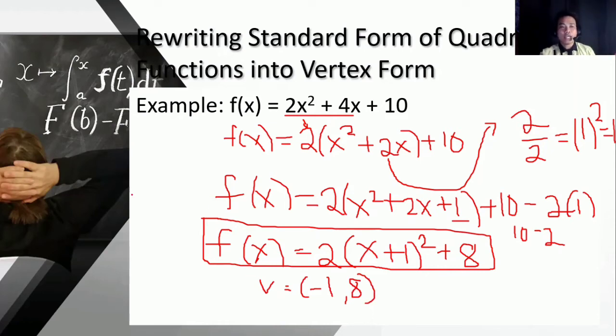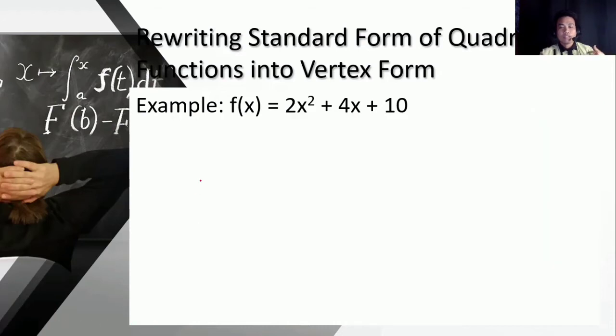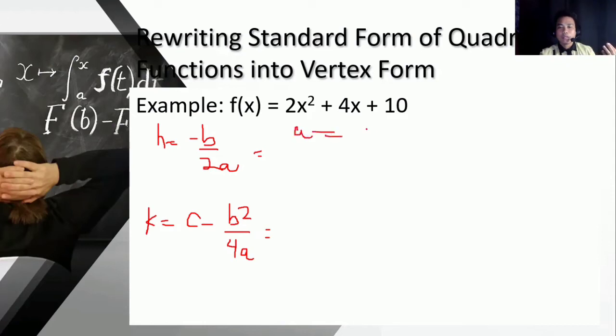Let us proceed to the SCS method. So we have the values of h. The formula for h is negative b over 2a. Then the formula for k is the difference of the constant and the value of b squared all over 4a. The first step is to determine the values of a, b, and c from the standard form of the quadratic function. The quadratic term, we have a, which is 2. The linear term is 4x. The value of b is 4. Then the constant term, we have positive 10.